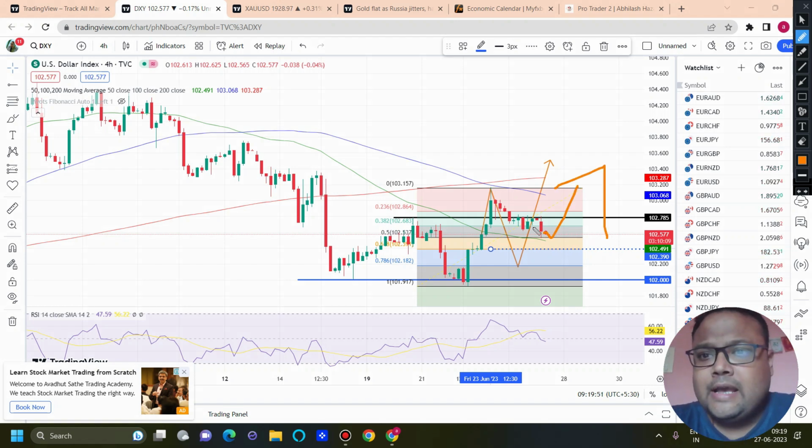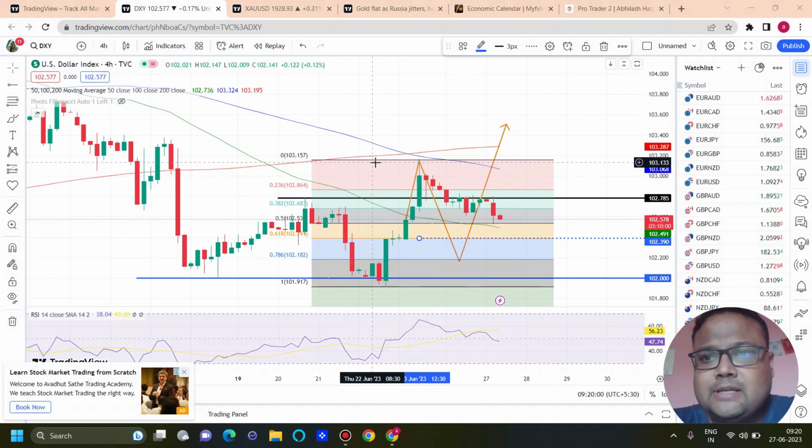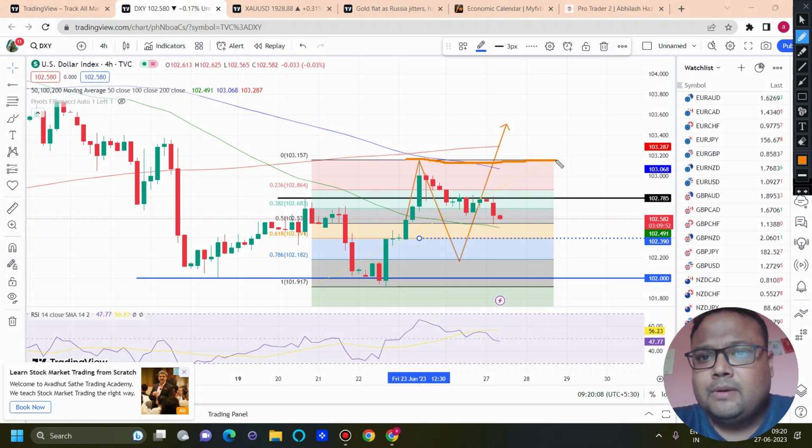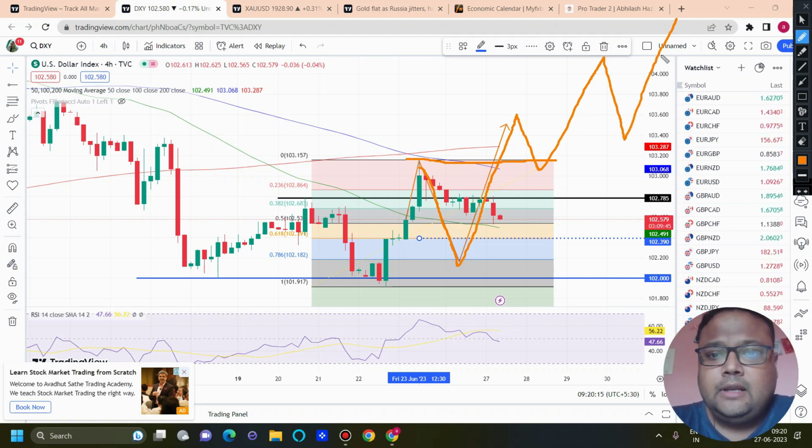Let's wait and watch. Because DXY is showing correction right after the market opening, there is a possibility that DXY will be facing some resistance around the last high or the previous high of 103.20. This level may create some problem because we were hoping for some trend reversal, but right now we can see that the correction is still continuing. So 103.20 may act as a problem. Let's wait and watch.